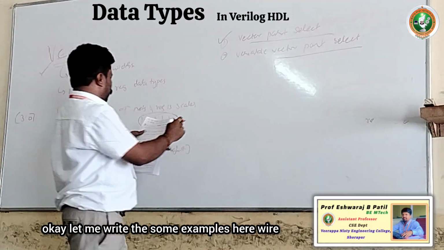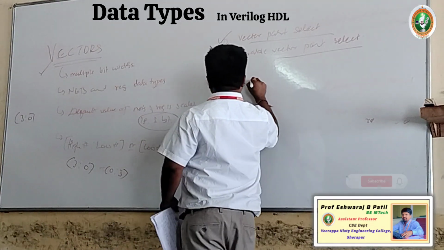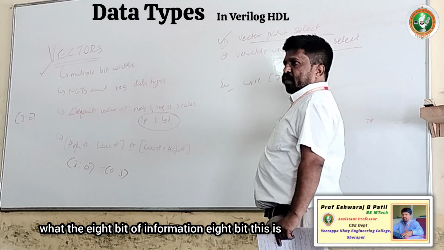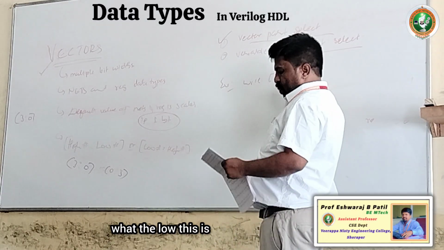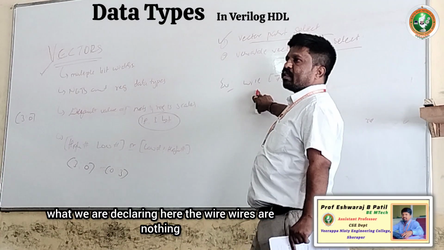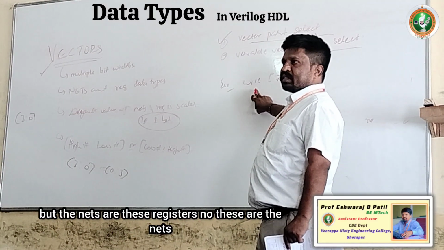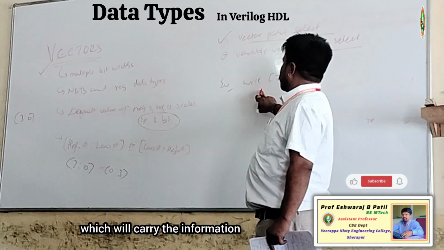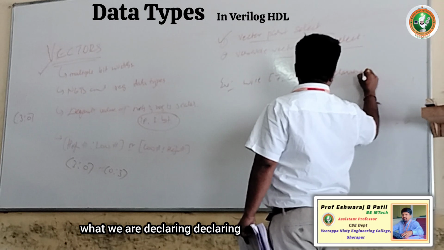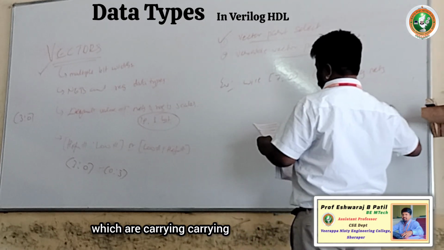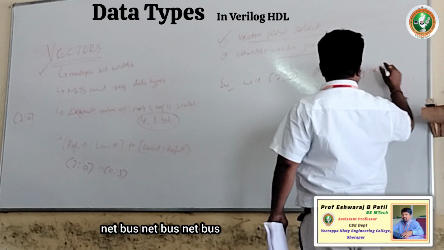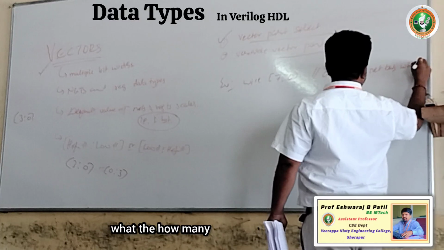Let me write some examples here. If you want to declare a wire, the wire is defined as 7 raised to 0. This is 8 bits of information. This is the high, this is the low. This declares 8 bits of wire. Wires are nothing but nets. Are these registers? No, these are nets. They carry the information. What are we declaring? Nets which carry how many bits of information?